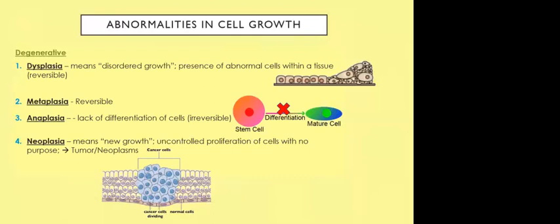And then the fourth one is neoplasia. There is a continuous abnormal proliferation. The proliferation is uncontrolled, and there is an overgrowth of the tissue. Neoplasia can lead to the formation of a tumor.